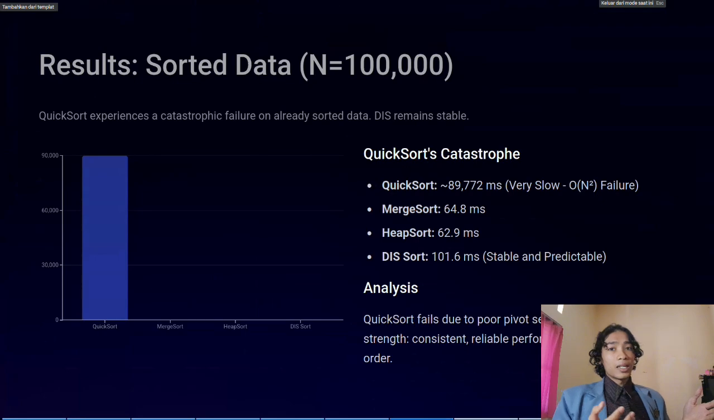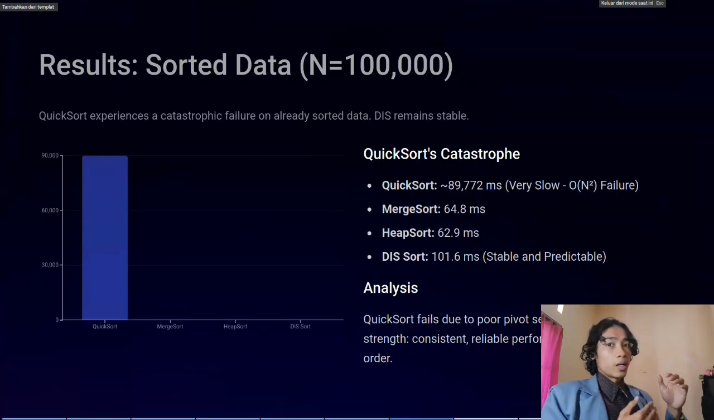We see the same pattern with reverse sorted data. Quicksort fails again, taking about 56 seconds. Meanwhile, DIS remains consistent at 141 milliseconds. Interestingly, merge sort is the fastest in this scenario. But the main point remains: DIS proves to be incredibly reliable, no matter how bad the input data is.